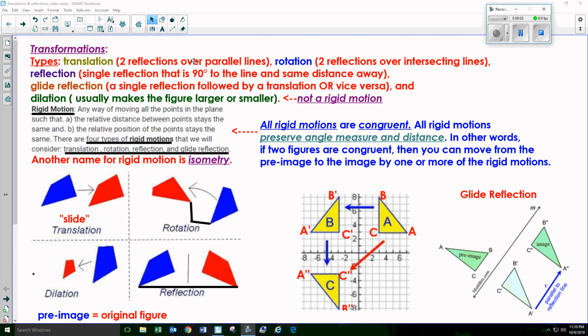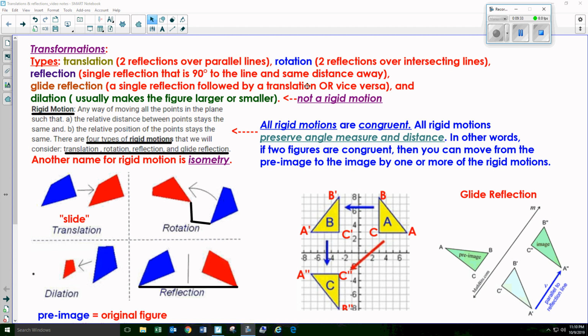Now, when we do these problems for your homework today, you're not going to have to know that to do the problems, but you need to know this definition because I'm going to throw it on a quiz and our test, and they may ask you that. I've seen it asked on the DCAS. So you've got to know the definition. Rotation, right here, rotates it, and is two reflections over intersecting lines. So both of these are two reflections, but one is over parallel lines.